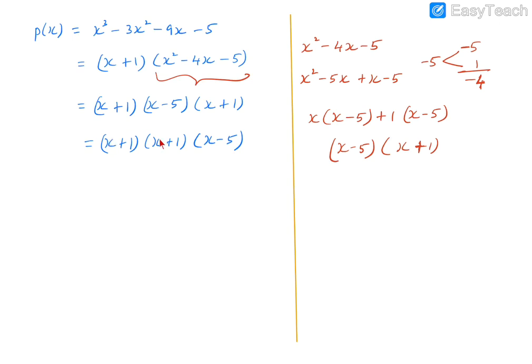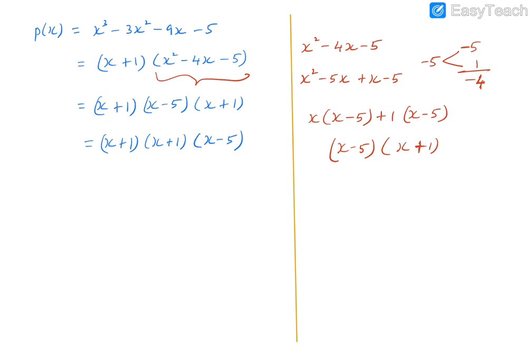Which we can write as, we can combine these two x plus 1s and write it as x plus 1 the whole square into x minus 5, but that is not necessary. Okay, we can leave it at this place. So the factors of this cubic polynomial are x plus 1 and x minus 5.